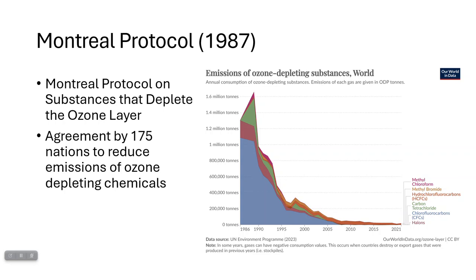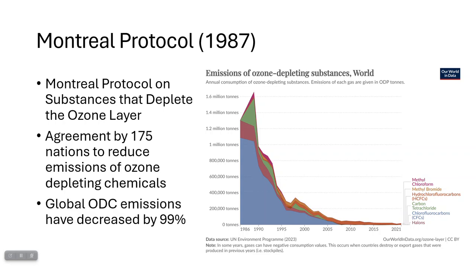This was an agreement by all these nations to reduce the emissions of these ozone depleting chemicals. And it was a wild success because between then and now, the global emissions of these ozone depleting chemicals have decreased by about 99%. So here on this graph, you see a number of different ozone depleting chemicals, and you see the concentrations of them over time from about 1986, right before the Montreal Protocol, all the way up to 2021. There was a bit of a peak after the Montreal Protocol because the amounts of these being used were still increasing, but companies were searching for alternatives at that point to these ozone depleting chemicals.